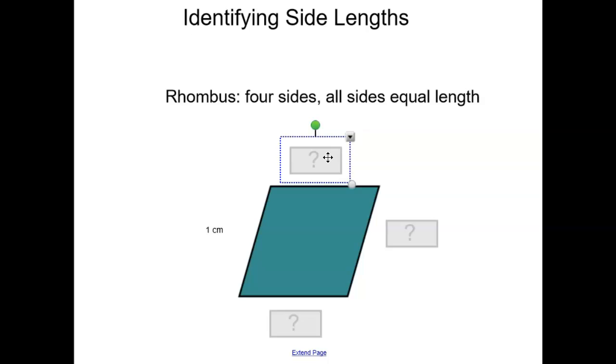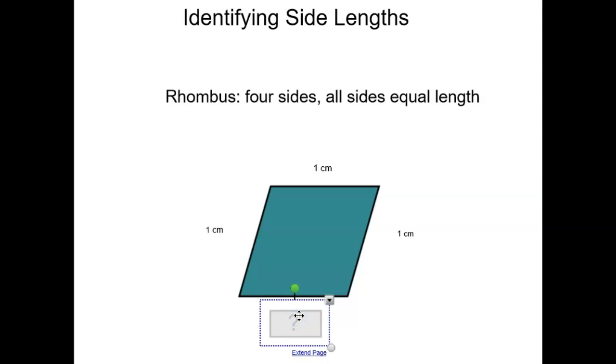Exactly, all of the remaining side lengths would also be 1 centimeter because a characteristic of rhombi is that all of their side lengths are the same. They all have equal lengths. Fantastic.